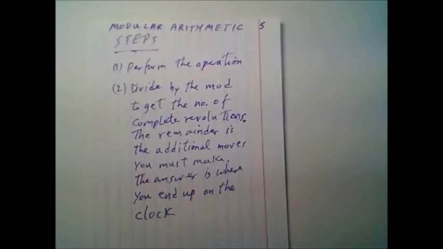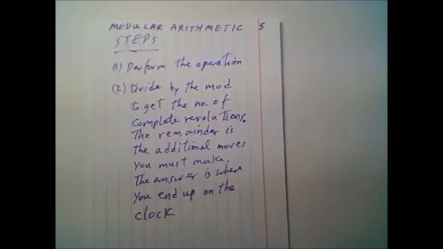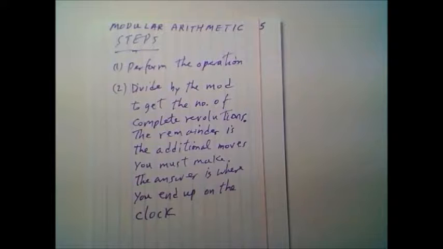Alright, now that we know what we mean by mods and how to create our modular clocks, let's look at the steps for doing modular arithmetic. Step 1, perform the operation. If you have addition, you do the addition. If you have multiplication, you do the multiplication first.